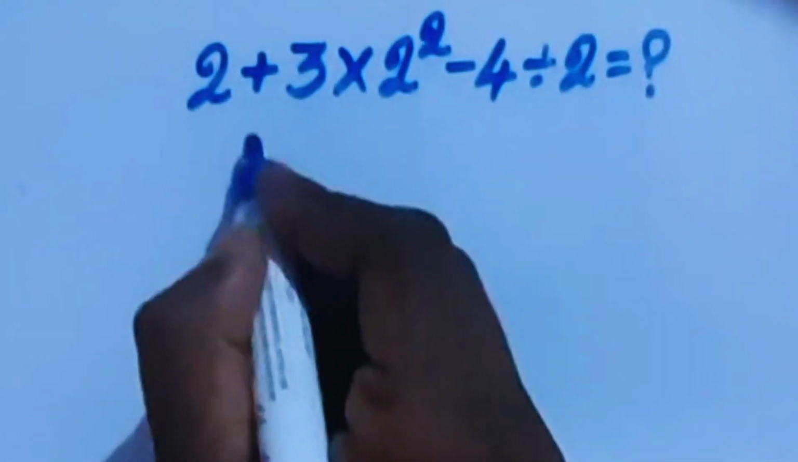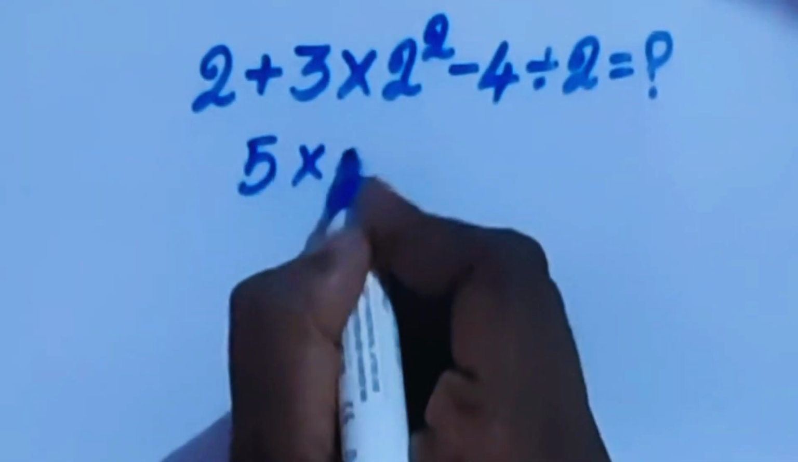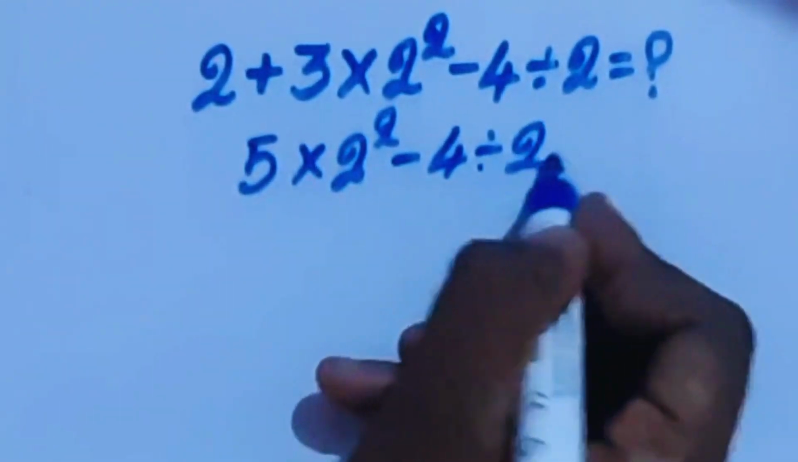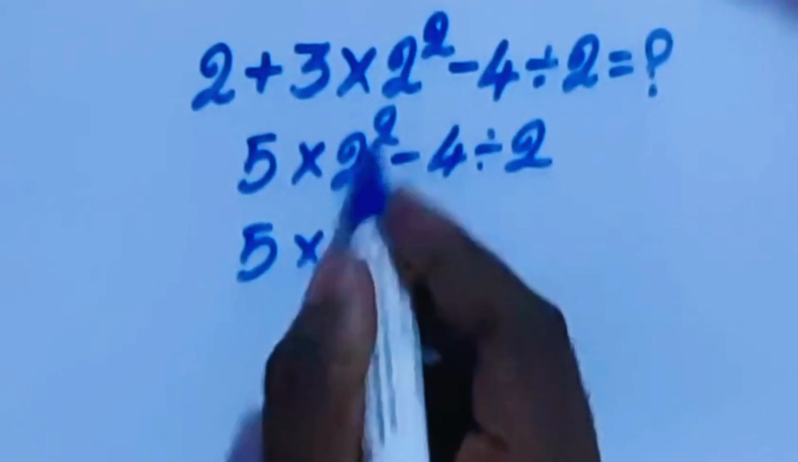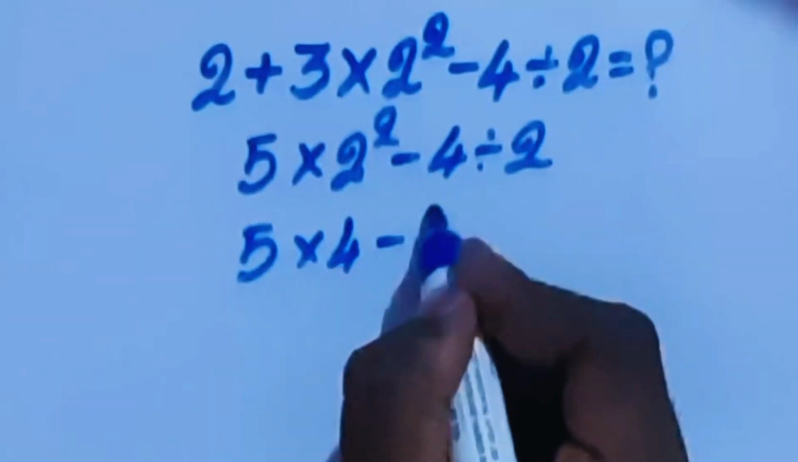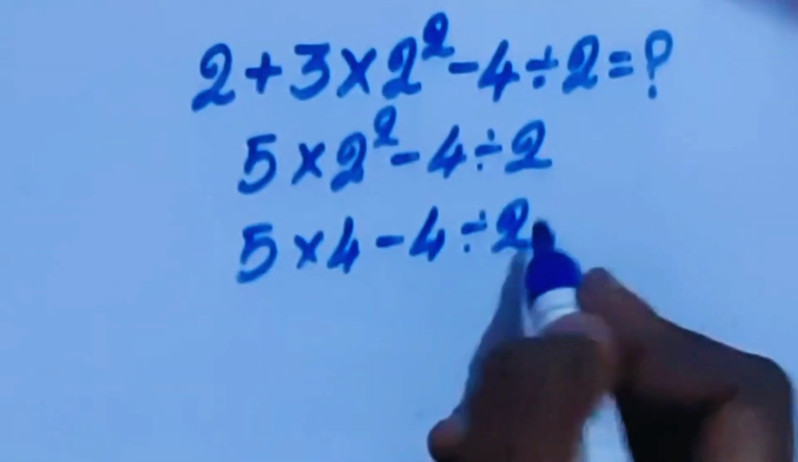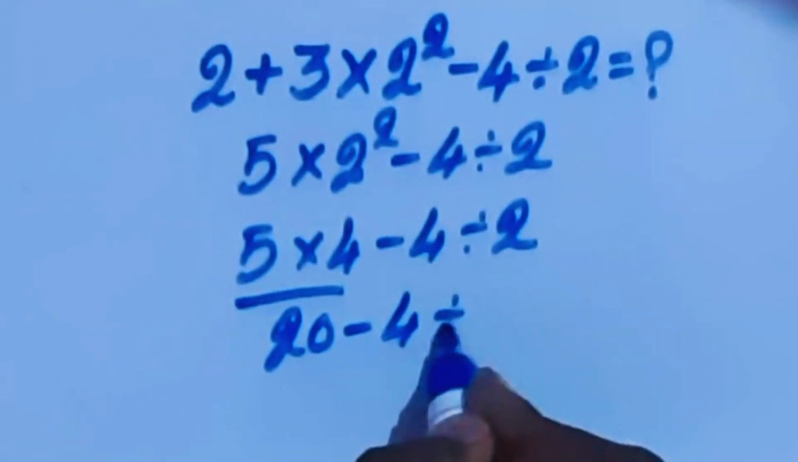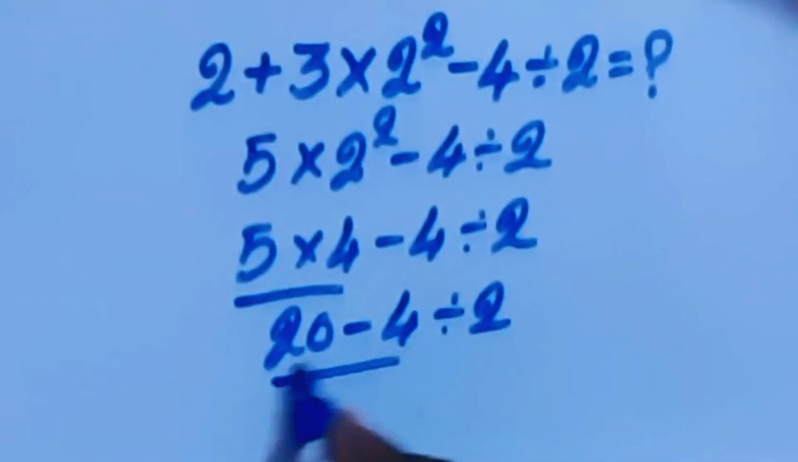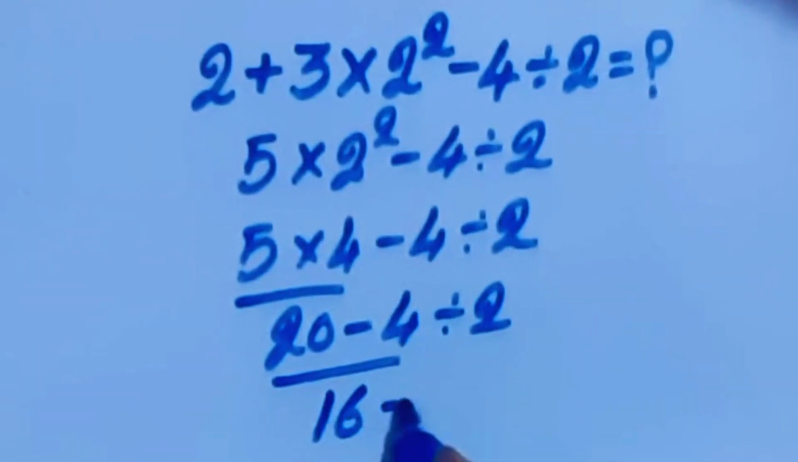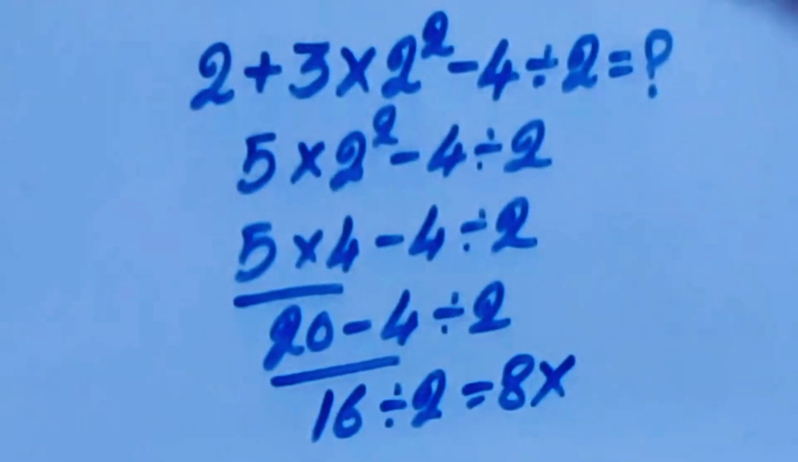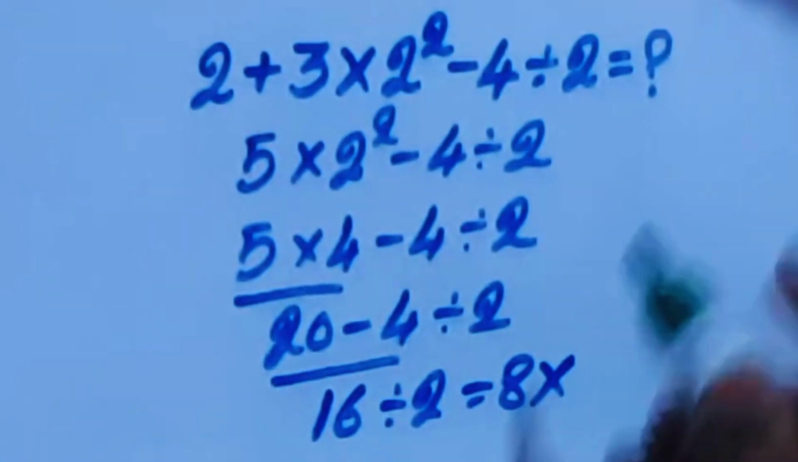I guess here 2 plus 3 is 5 times 2 power 2 minus 4 divided by 2. Here 5 times, here 2 power 2 is 4 minus 4 divided by 2. Here 5 times 4 is 20 minus 4 divided by 2. Here 20 minus 4 is 16 divided by 2. Here 16 divided by 2 is 8, which is the wrong answer. As per this order of operation, this 8 is the wrong answer.